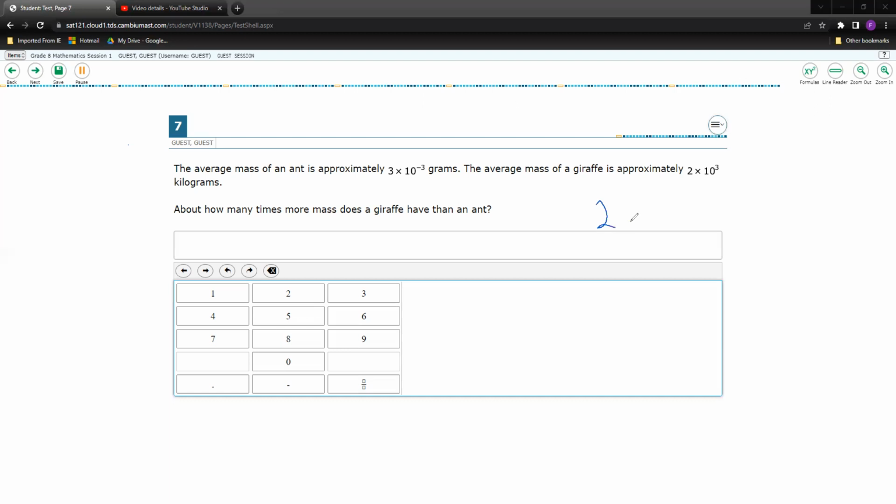Let me see, 2 times 10 to the 3 divided by 3 times 10 to the negative 3. We separate: 2 over 3 is that fraction, 0.667 rounded, and then dividing 10 to the 3 over 10 to the negative 3.